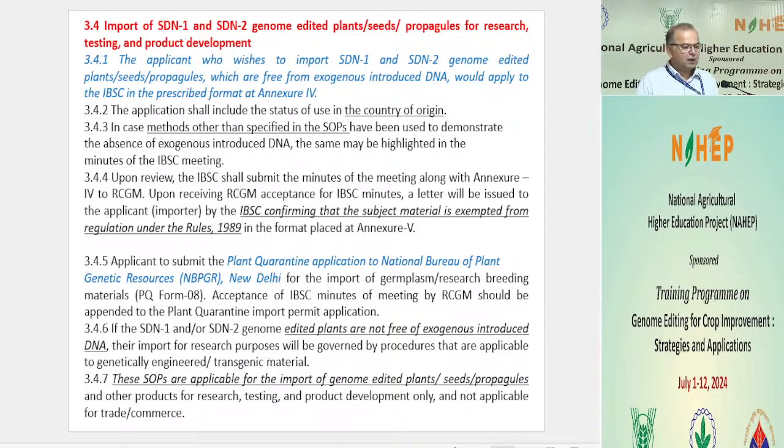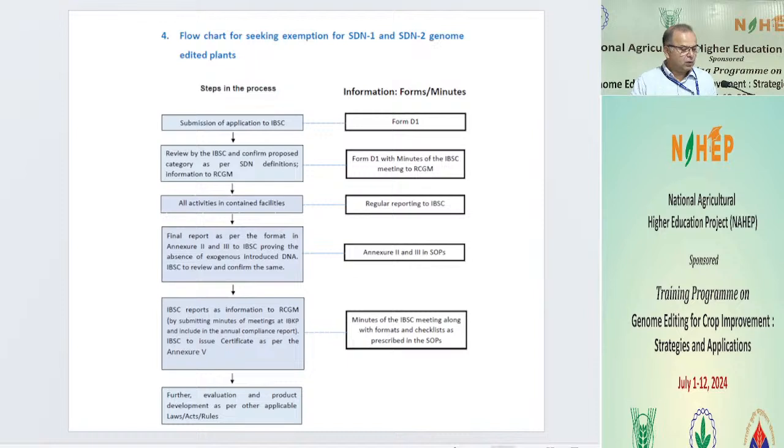Now, as I said, to put it in a nutshell, the overall procedure: you fill up the form D1 and submit it to IBSC. IBSC reviews the case, and they instruct you to carry out all the activities in contained facilities, and then they give you permission. Then IBSC informs the RCGM that such and such research is being carried out by such and such person in such and such institute. When you carry out all the activities, there will be regular reporting to IBSC, and then once your product is developed, you apply for exemption.